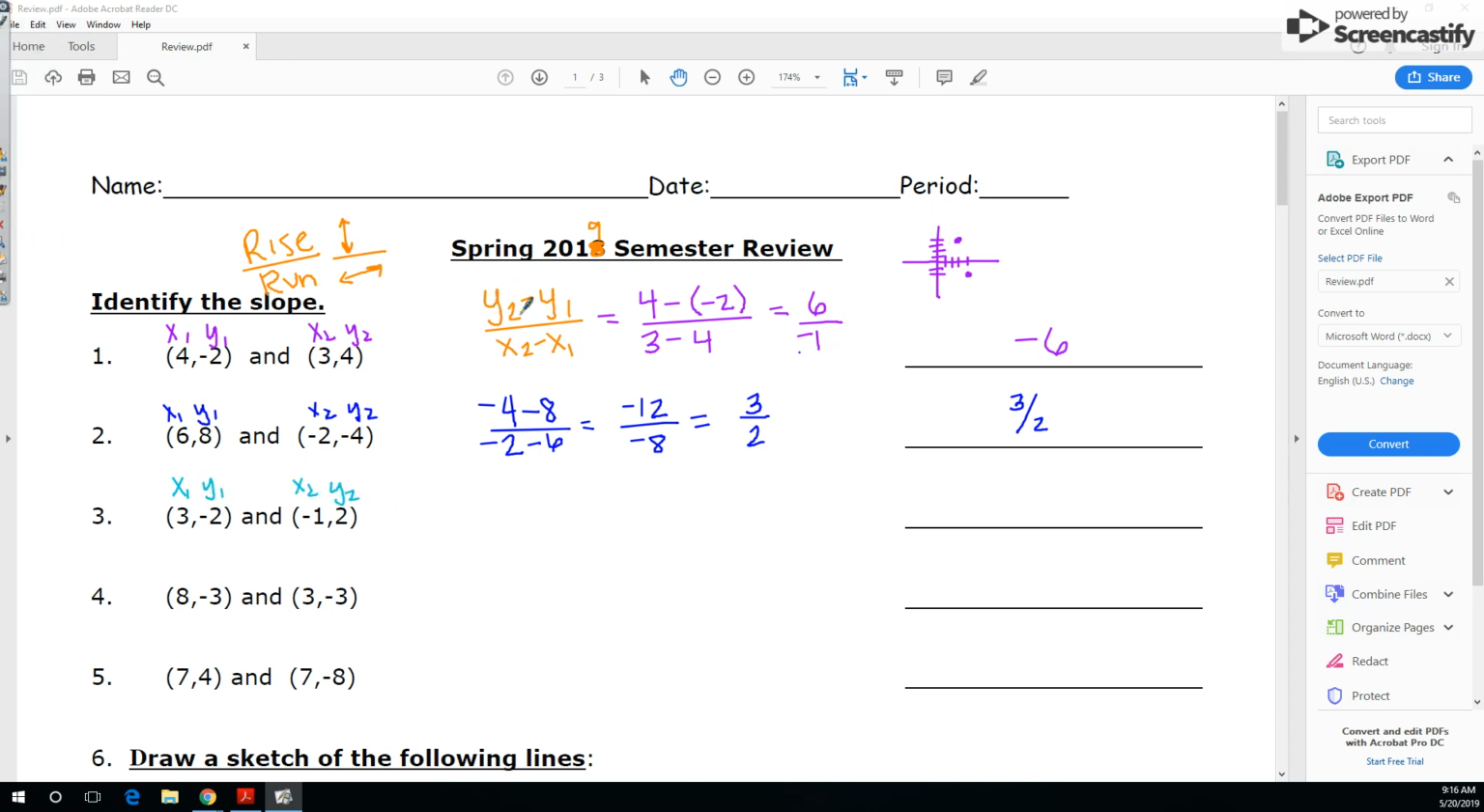So following my formula, y2 minus y1, 2 minus negative 2, divided by negative 1 minus 3. This becomes 2 plus 2 because the negative makes a positive. So that is 4. And negative 1 minus 3 is negative 4. So simplifying that fraction is negative 1.